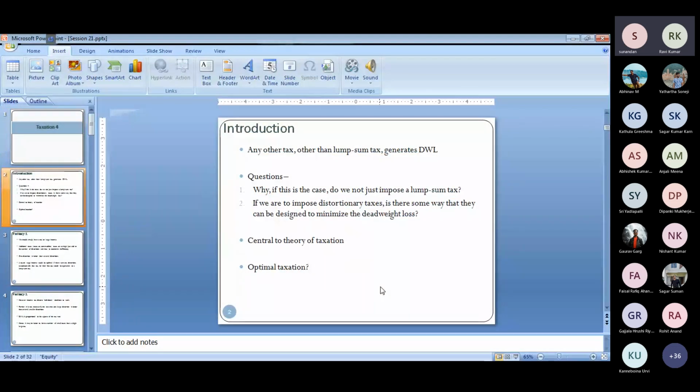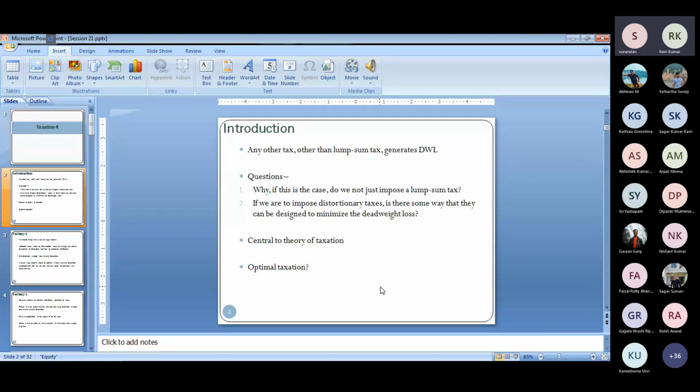Now, so far, we have studied and we have found out that any tax other than a lump sum tax will generate inefficiency. Then the question is, if a lump sum tax is the most efficient, the only efficient tax, then why do we have so many taxes and so many deadweight losses? Now, this particular question is central to what we call the theory of taxation.